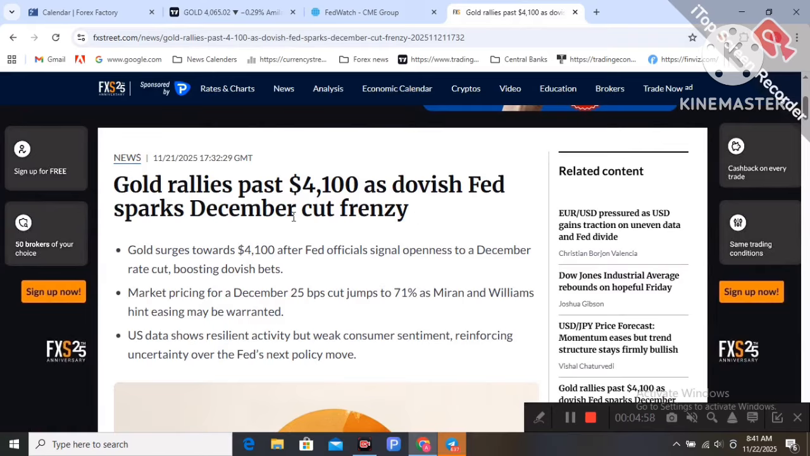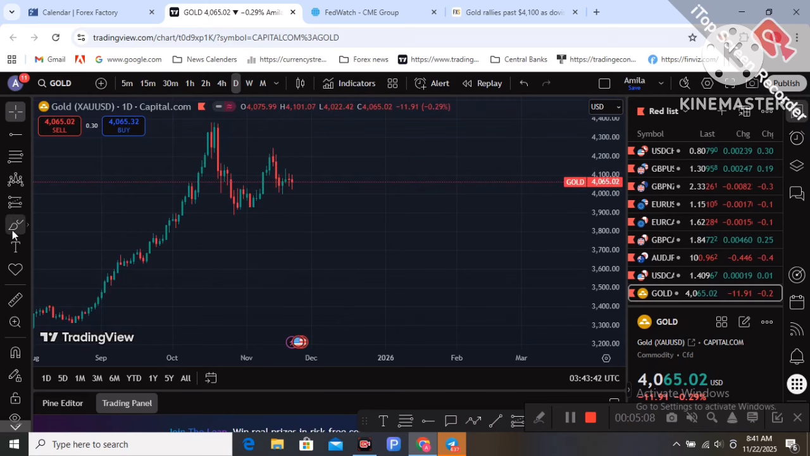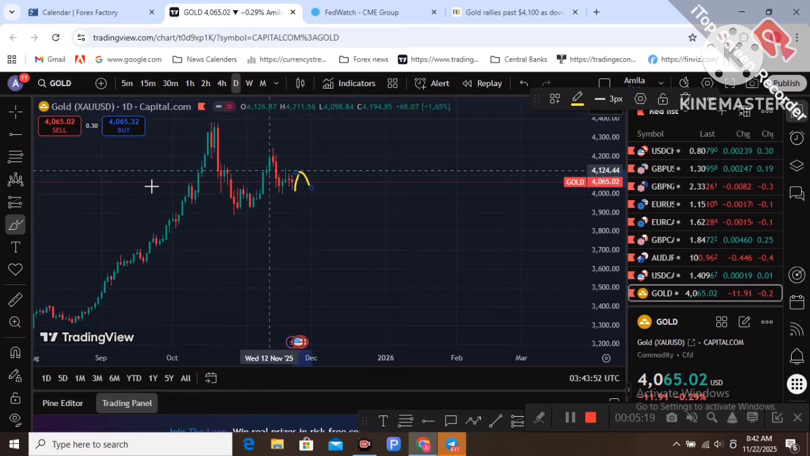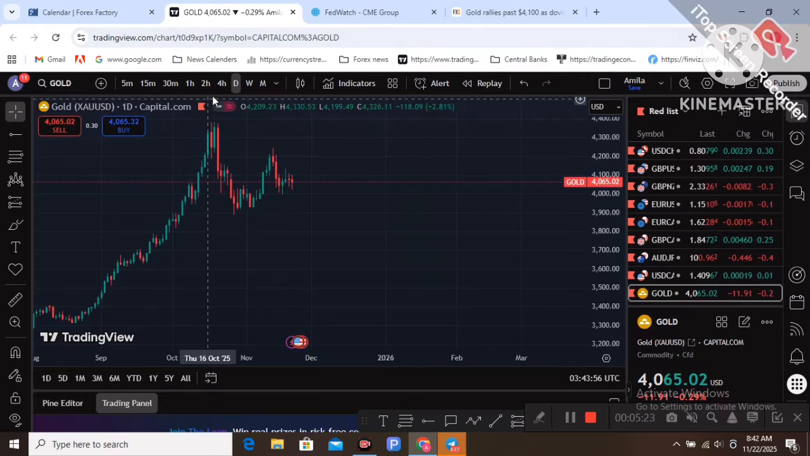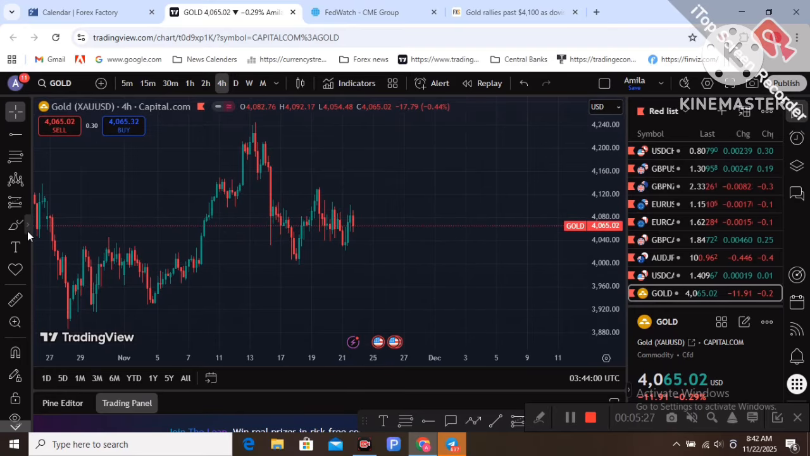Gold rallies past 4,100 on dovish Fed. Last Friday, there was a dovish tone from the Fed members, so gold again pushed to the upside. But I am not expecting that upside to continue. Gold pushed to the upside last Friday because of the dovish Fed tone, but I am not expecting it to continue. So this is the forward chart.